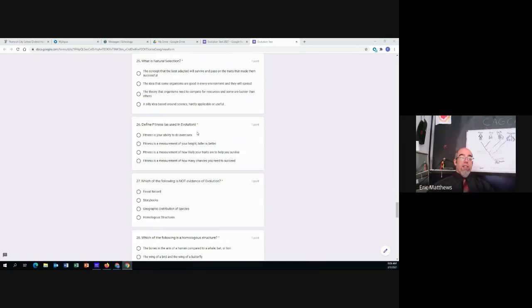Number 26. Define fitness as it is used in evolution. This is not physically fit. Look, I could lift weights. This is evolutionary fitness. Is fitness your ability to do exercises? Is fitness a measurement of your height and taller is better? Is fitness a measurement of how likely your traits are to help you survive? Or is fitness a measurement of how many chances you need to survive?